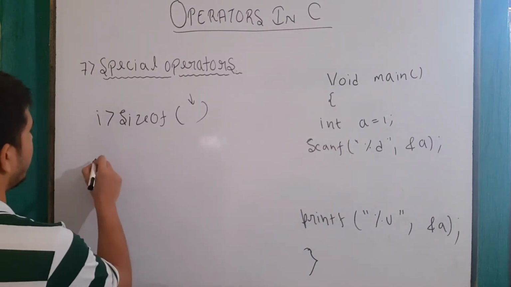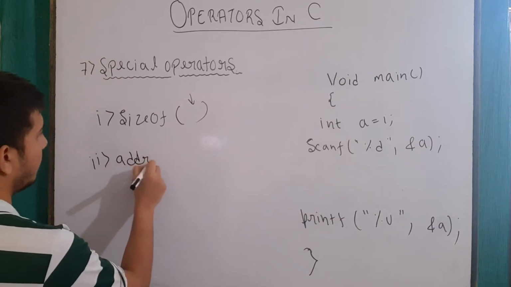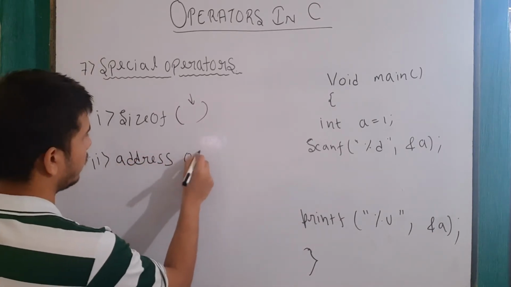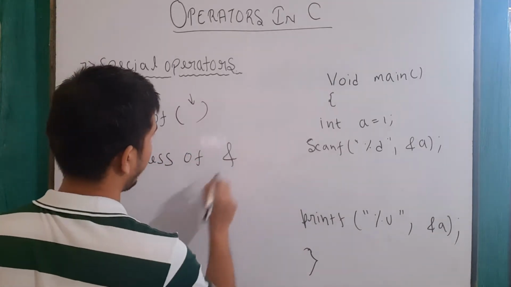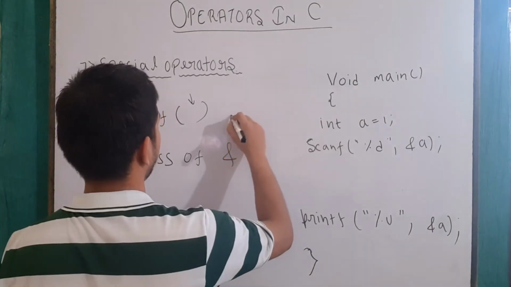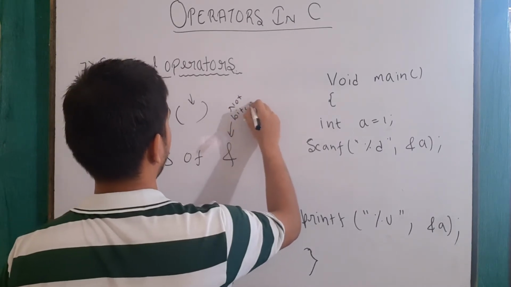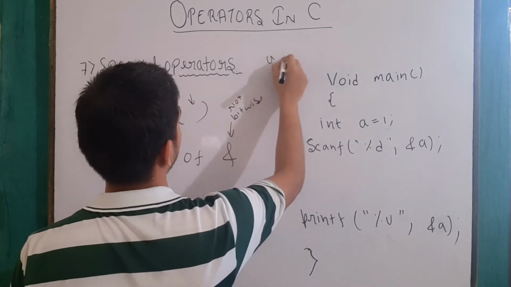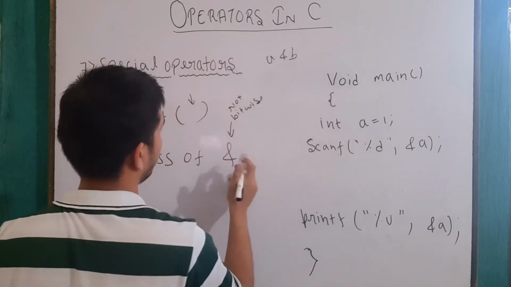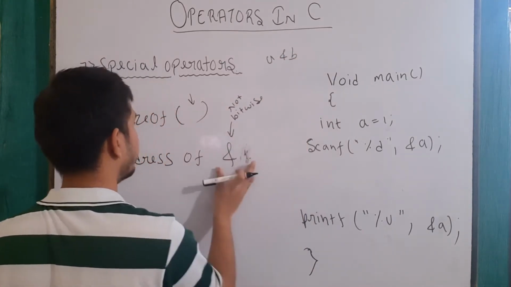So now we have our second operator, that is the address of operator, which is represented with &. This is not the bitwise operator, remember that. In bitwise we require 2 operands, but here we require only 1 operand, let's say a or b, any one operand.